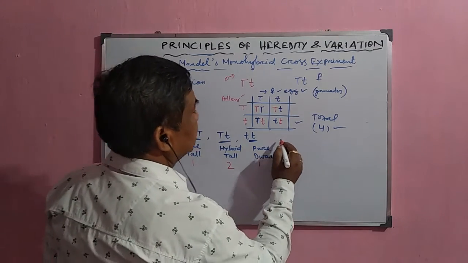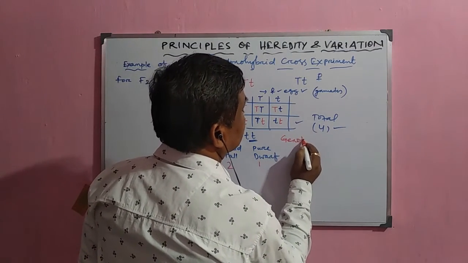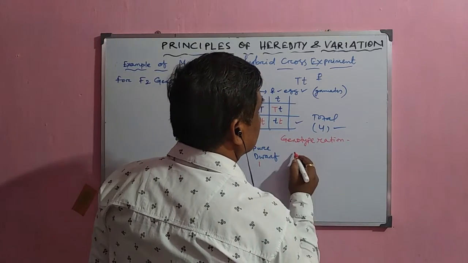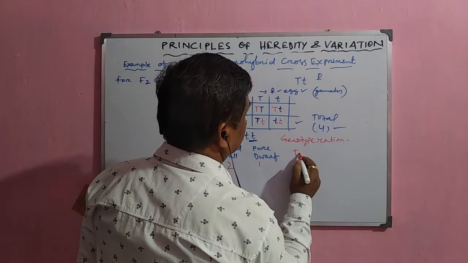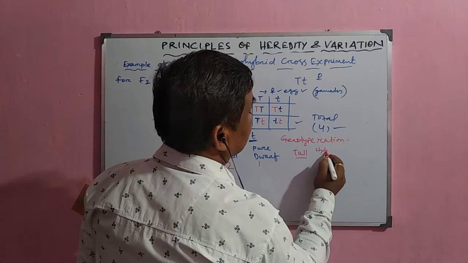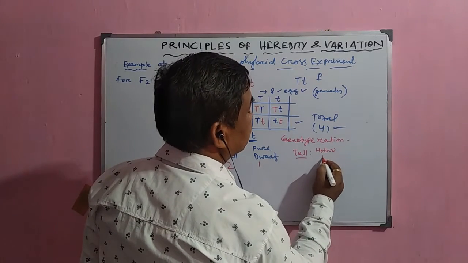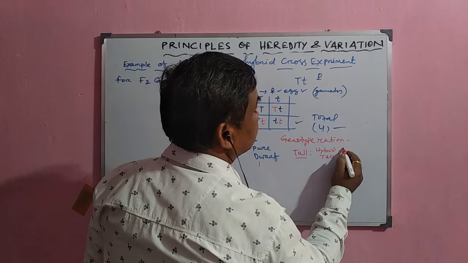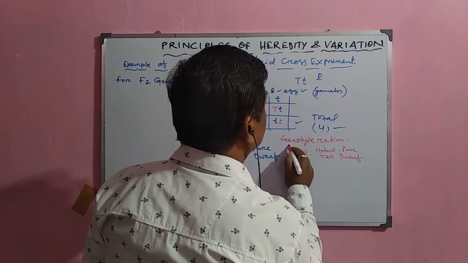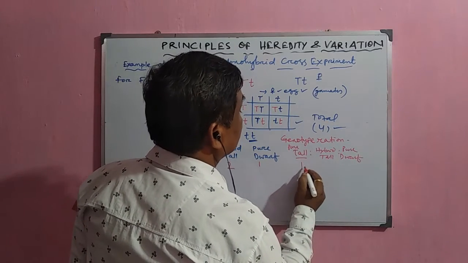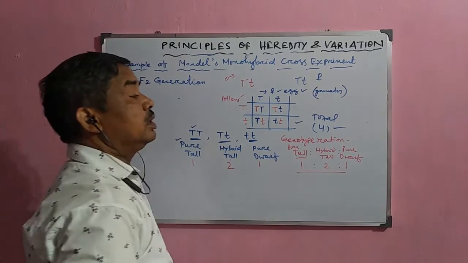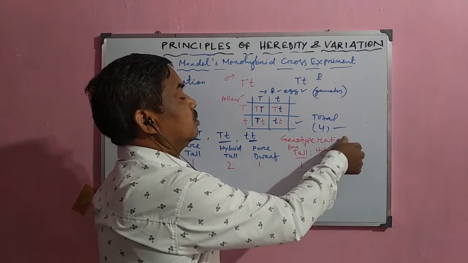Now the genotype ratio of pure tall to hybrid tall to pure dwarf is 1:2:1. So this is the genotype ratio for this experiment.